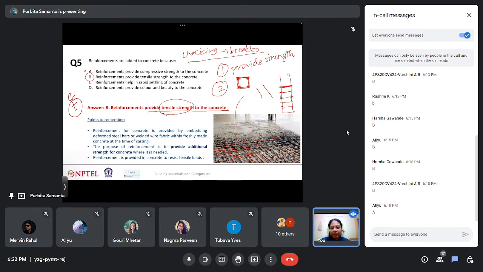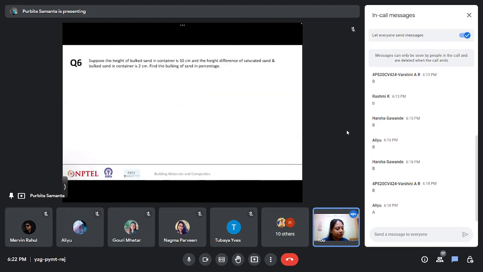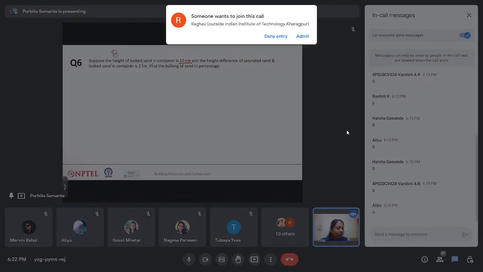So I think why these reinforcements are required and what is the role of reinforcement is understood by all of you. Now let's see one small numerical. It's not very difficult. So what does it say? It says that suppose the height of bulk sand in a container is 10 centimeter. So now we are talking of bulking of sand.